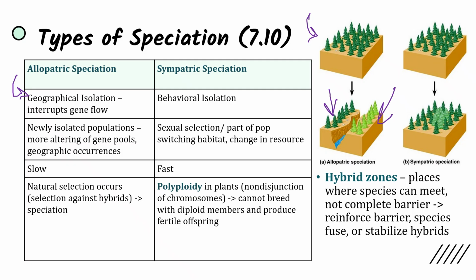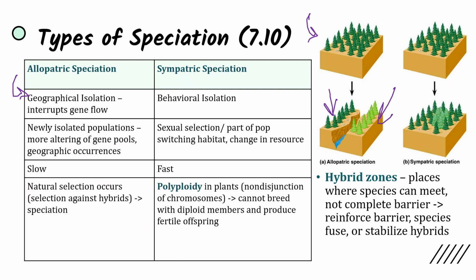Now sympatric speciation, on the other hand, is behavioral isolation. So this is isolation because behaviors don't match up, such as sexual selection, where you're not able to find a mate. If a population is switching a habitat, then the behaviors in order to gain certain resources and behaviors in surviving are going to change. Same thing if the resources change themselves, then the population is going to be differing in how they're surviving a certain environment.